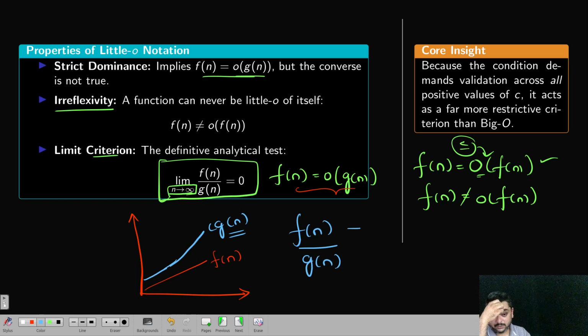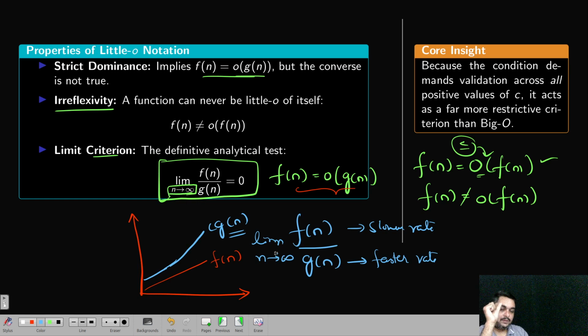F of n is growing at a slower rate. G of n is growing at a very fast rate compared to f of n. So that means what? My f of n is very small when compared to g of n, when the input size approaches infinity.